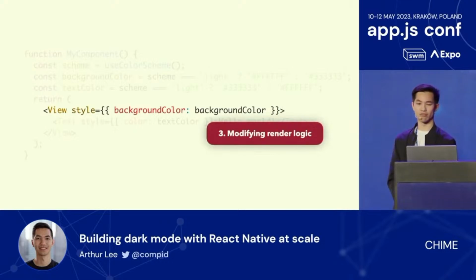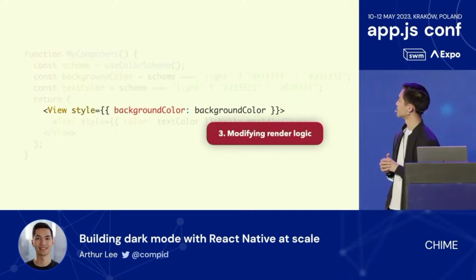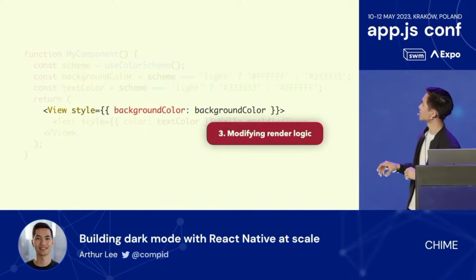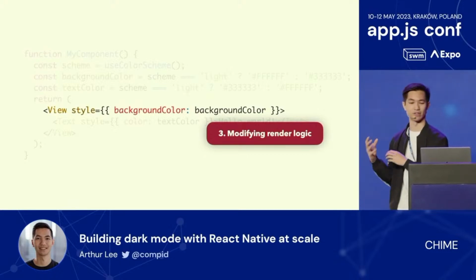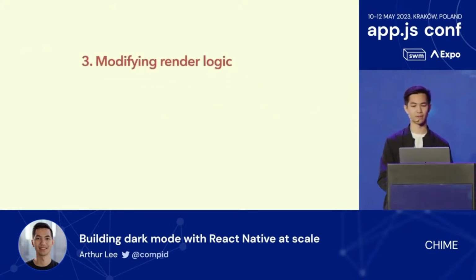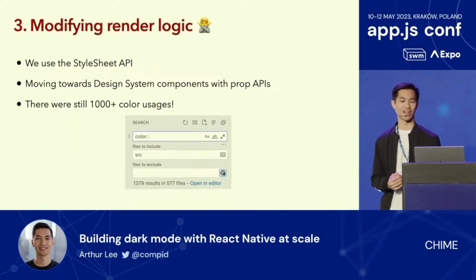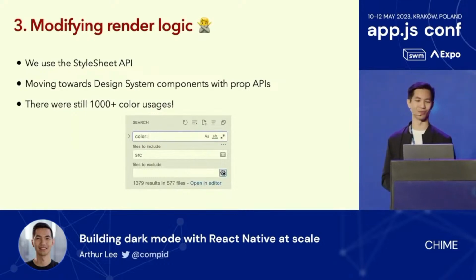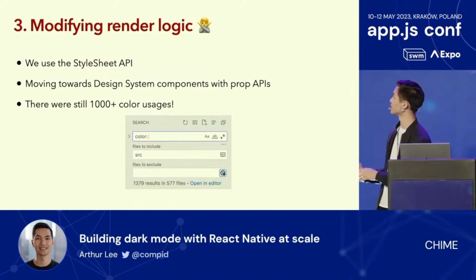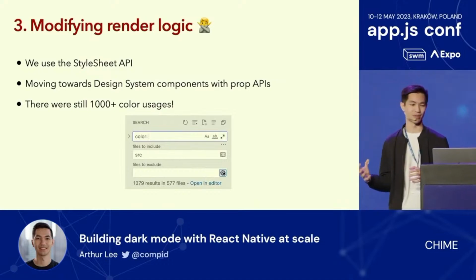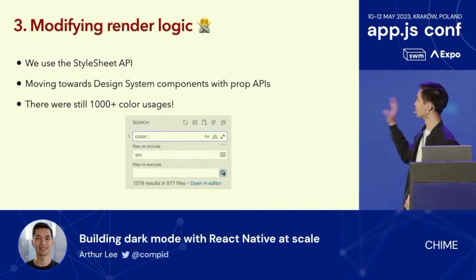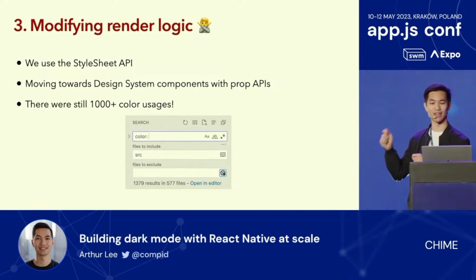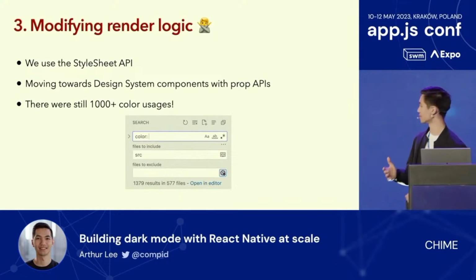The third one is around modifying render logic. So this kind of approach requires us to go into the render function, actually change the logic to take into account of dark mode. Now, what do I mean by this? At Chime, we still use the style sheet API. There's nothing wrong with it. It works really well for us. We are moving towards more centralized design system components that take in kind of styles as props. But we still have like over 1,000 places in the code base where we're setting colors into our styles.